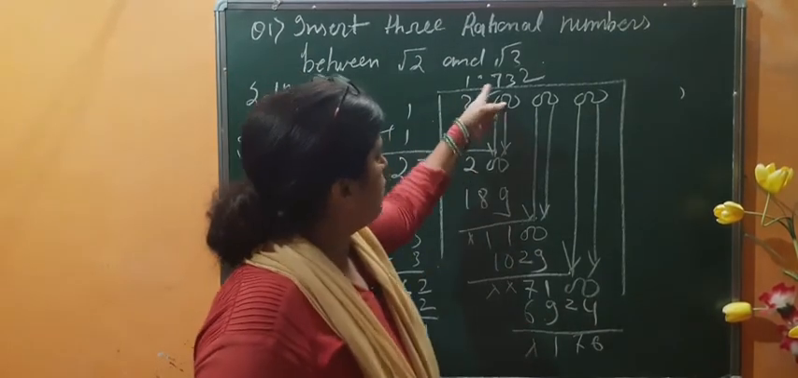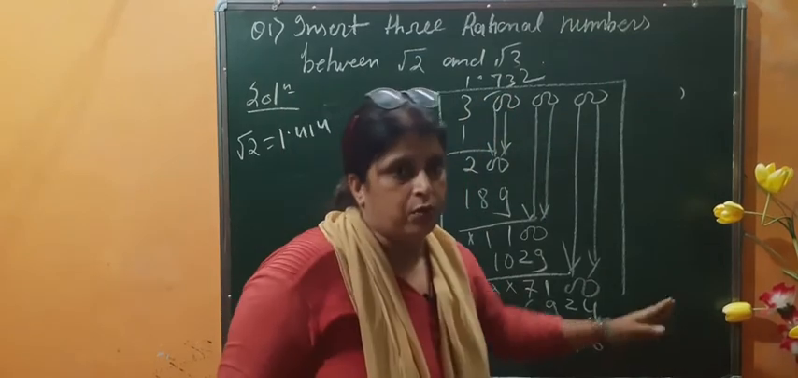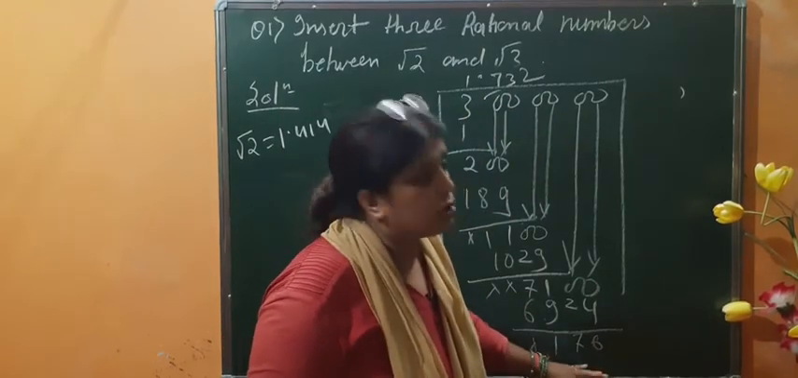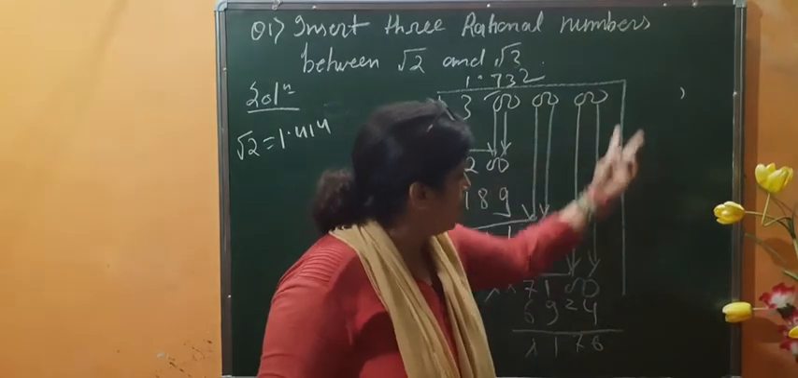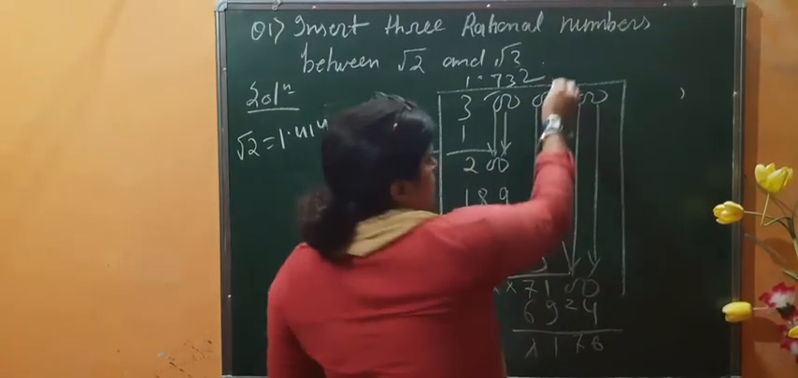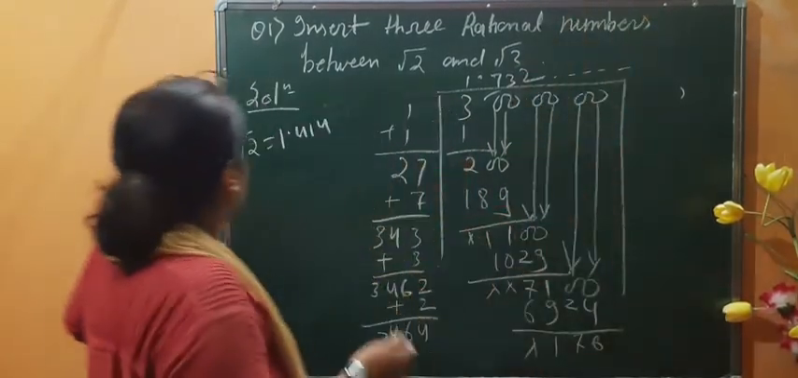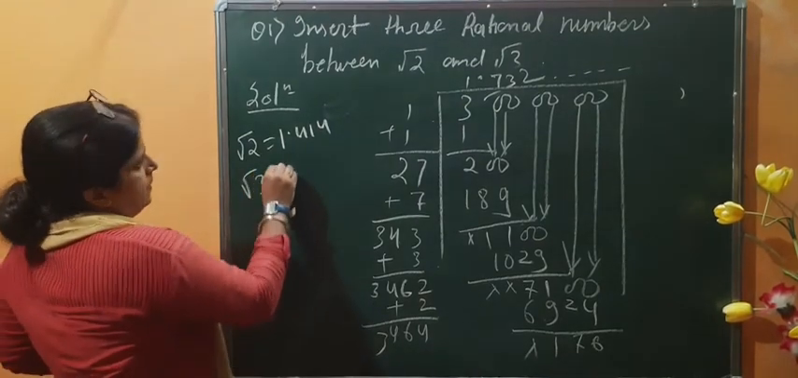So we got the value of 1 root 3 and it will continue. As you can see, the remainder is not 0, so it will continue. Again we will put 2 pairs of 0, it will continue. So it's going on. Okay, so root 3 is equal to what?